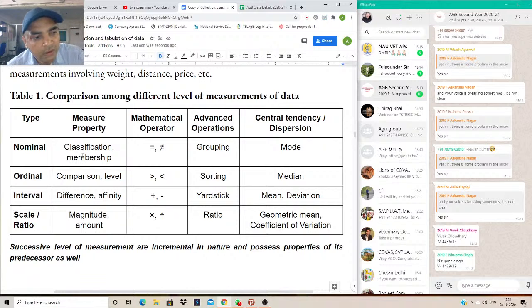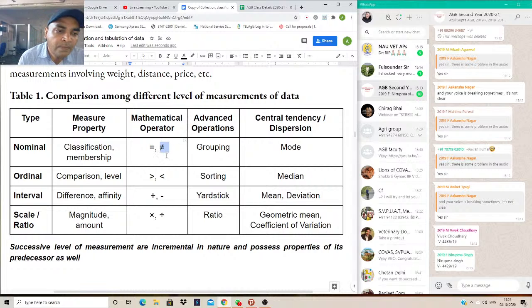Okay. So now this comparison among different levels of measurement of data, that is, the first one is the nominal. So what is the property of nominal data? It makes the classification or the membership, and what you can say is either equal to or not equal to.